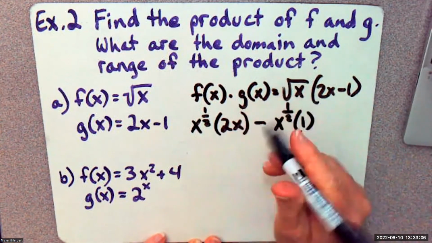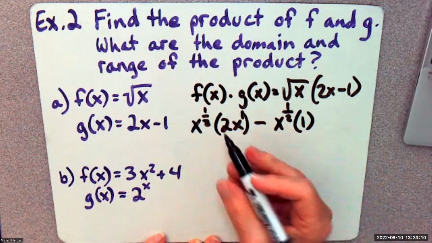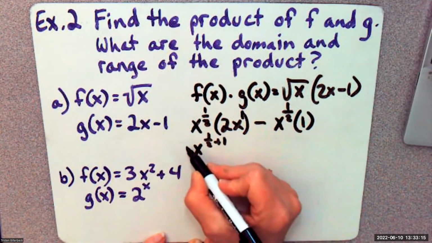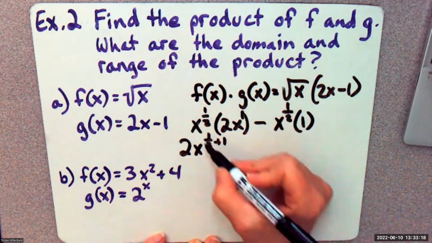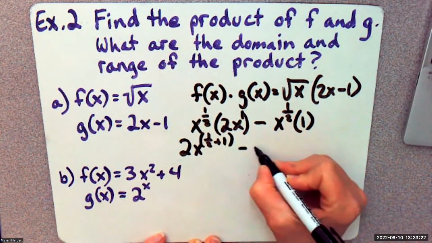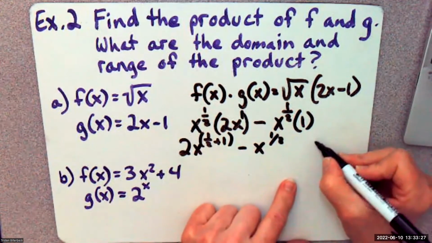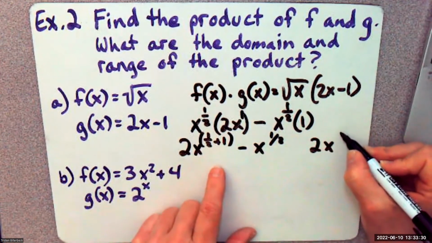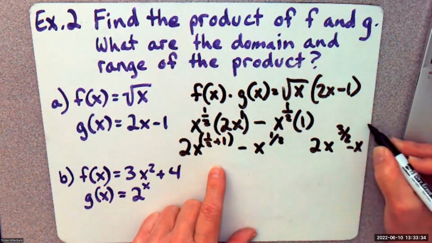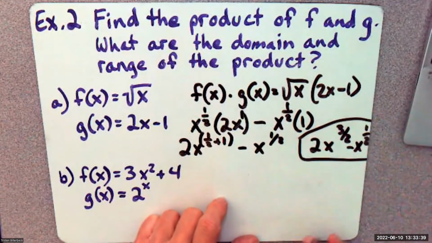Okay, so this x has a 1 for an exponent. So we're going to add the exponents, 1/2 plus 1, but we have the 2 in the front. And then this is just x to the 1/2. So what that's going to give us is 2x to the 3 halves minus x to the 1/2. And that would be our answer for that.